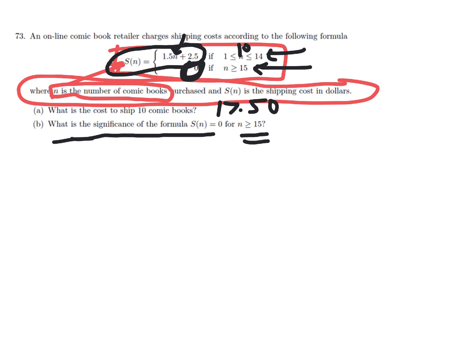So they're just asking you to tell, in the context of this question, what does it mean when n is bigger than 15? It means the shipping is 0. Ooh, free shipping. You guys have heard of that before.